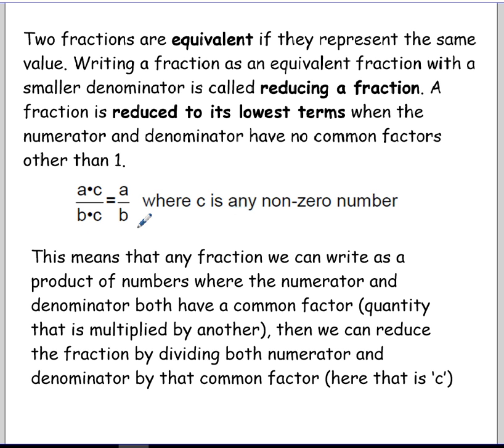So what this means, as I just mentioned, is that any fraction we can write as a product of numbers where the numerator and the denominator both have a common factor, a quantity that is multiplied by another, then we can reduce the fraction by dividing both the numerator and the denominator by that common factor.